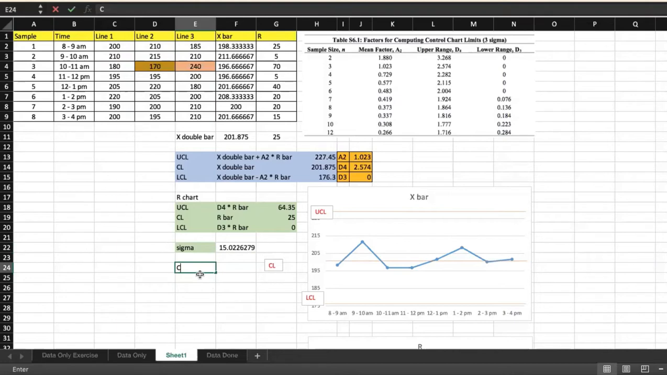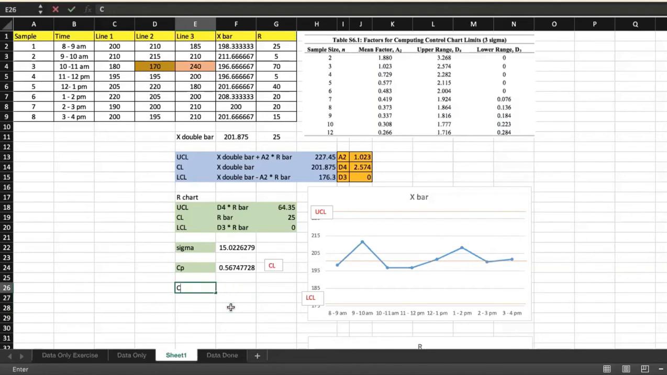So what do we have to do? Cp equals upper specification, which is right here, minus lower specification, divided by 6 times sigma. Don't forget to use parentheses, otherwise your calculation will be messed up. And the sigma is right here. So we see the Cp is 0.5674. So it's not a capable process, we can tell.